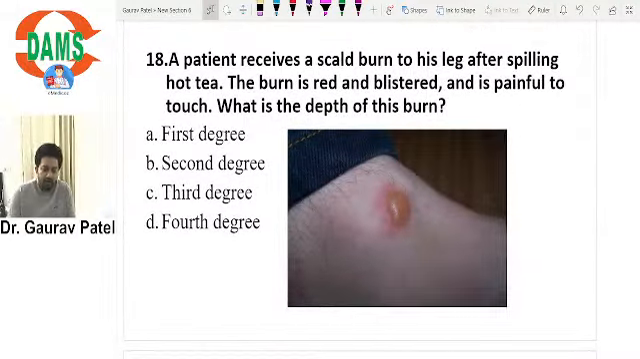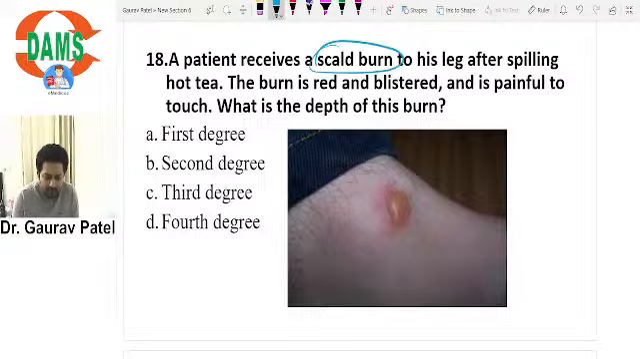Next question. I hope all of you have marked this correct. A patient receives a scald burn. Scald means from a hot liquid, to his leg after spilling hot tea. The burn is red and blistered and is painful to touch. What is the degree or the depth of the burn?